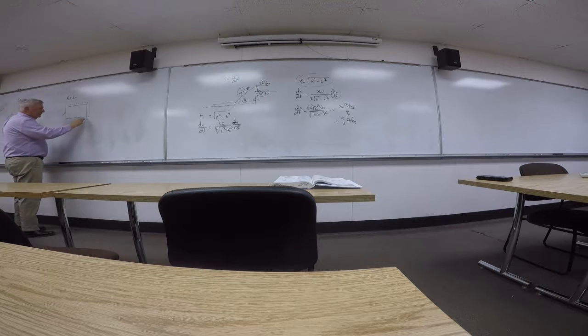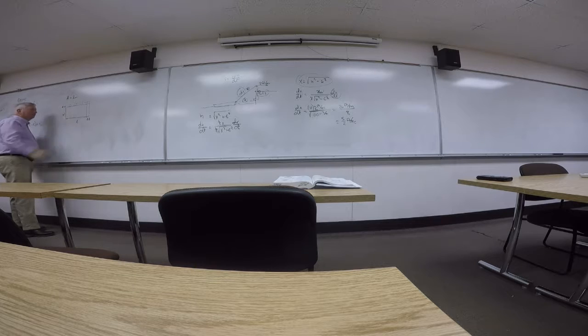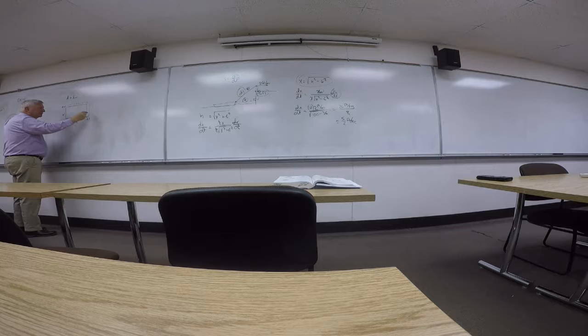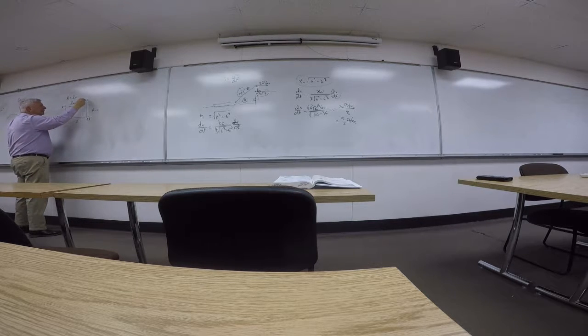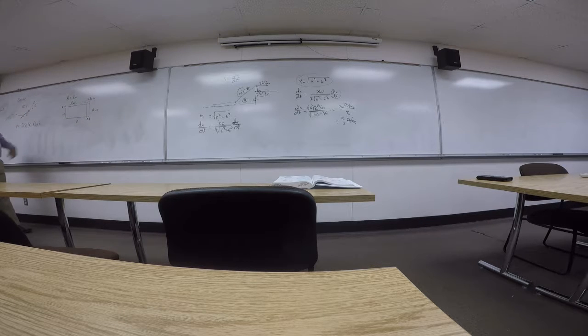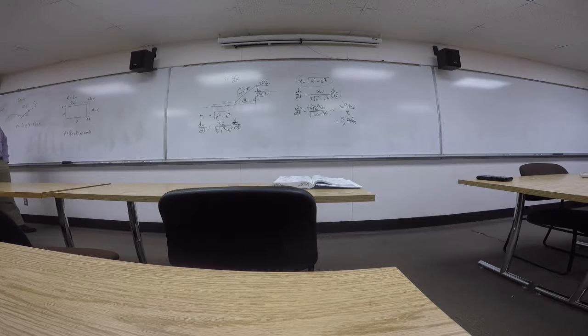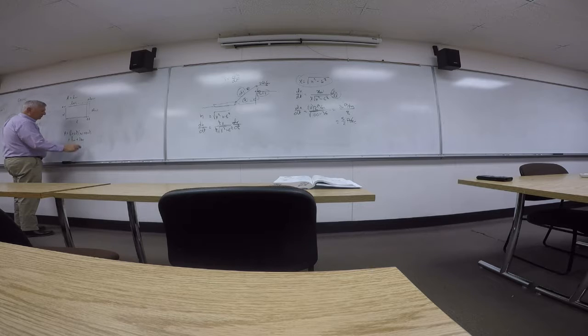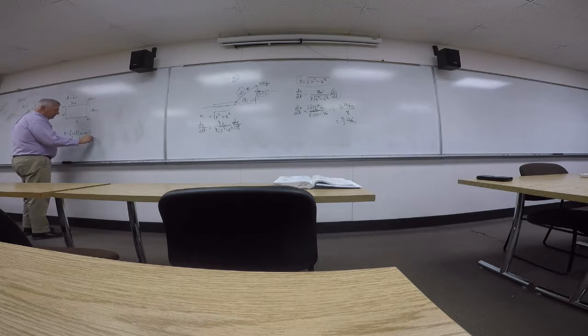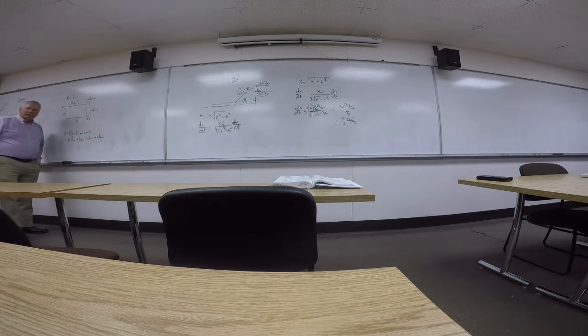So, if I call this little space delta L, call this little space delta W, then this space is delta L times W, this space is L times delta W, and this space is delta L delta W. That is the exact area, would be L plus change in L times W plus change in W. And if you multiply this out as a binomial, sure enough, you get your original LW, plus L times delta W, plus delta L times W, plus delta L delta W. That's all the pieces.